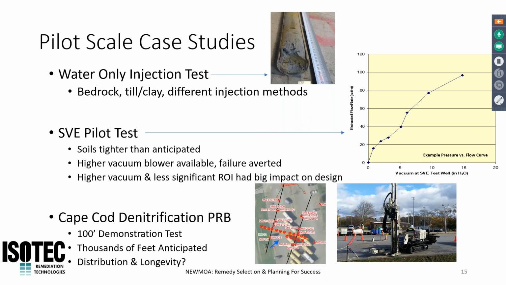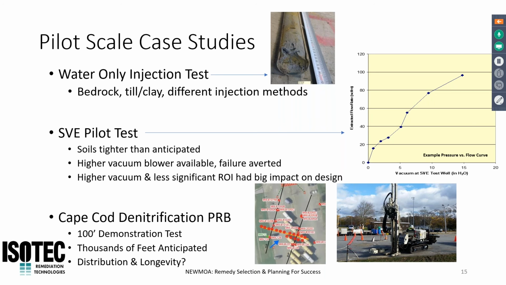This middle one was an SV pilot test. It was a project where there was an SV pilot test planned, but the soils were much tighter than anticipated. With the initial pilot test, they were using a certain blower that they anticipated using, and they weren't getting good vacuum with that blower. The SV pilot test trailer had a different blower of a bigger capacity. So just by being prepared with various blowers on that SV trailer, they were able to still do the test while they were mobilized and not lose any schedule and still collect the appropriate data in order to design a full-scale SV system.